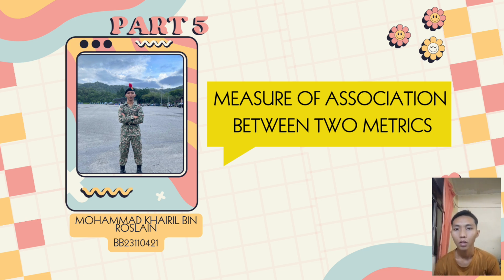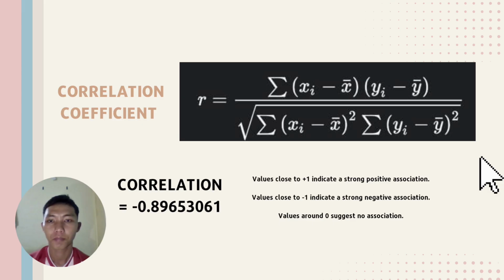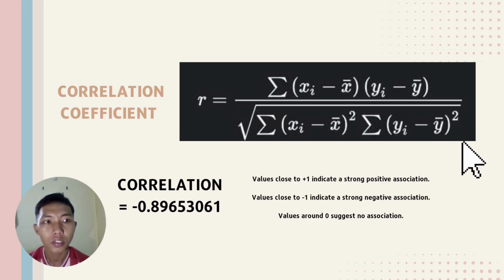I will present part 5, which is the association between two metrics. In the final section, we evaluate the relationship between production cost and profit margins using two metrics. So first is the correlation coefficient.